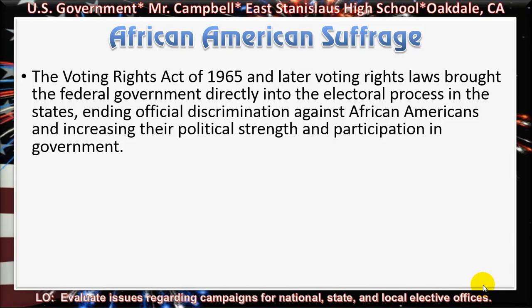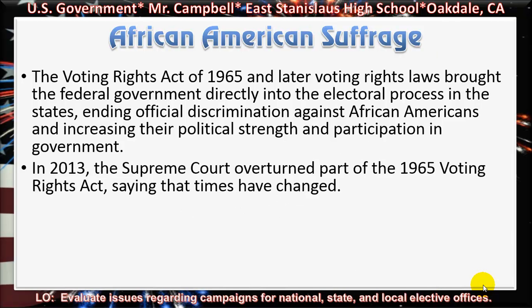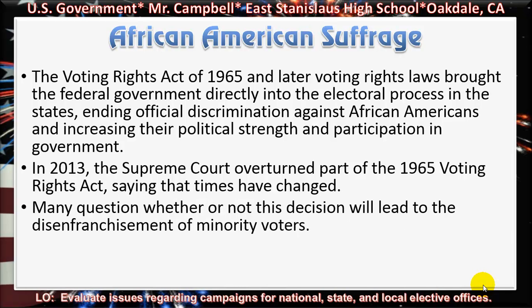It's no longer necessary. But as they've said that, some states have already made moves to push for voter ID laws, which would disproportionately disenfranchise African American voters. So the issue is still a hot button issue. So here we go. In 2013, the Supreme Court overturned part of the 1965 Voting Rights Act, saying that times have changed. Many question whether or not this decision will lead to the disenfranchisement of minority voters.